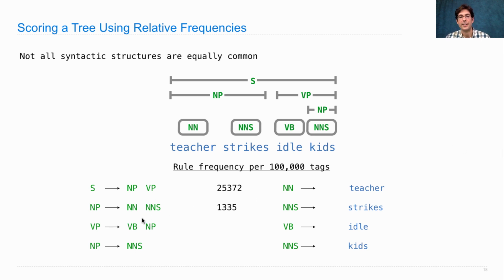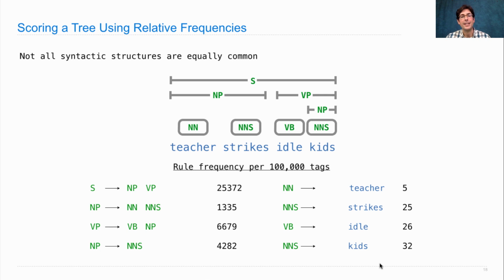Most commonly, it's just a noun or a determiner and a noun, like the dog, or maybe there's an adjective in there. So there's a lot of varieties in the way that noun phrases can be structured, which is why this is a smaller number. Okay, and we'll have similar statistics for verb phrases and noun phrases, and we even have these statistics for how often it's the case that when we see a plural noun, it's the noun strikes, 25 out of 100,000 times.